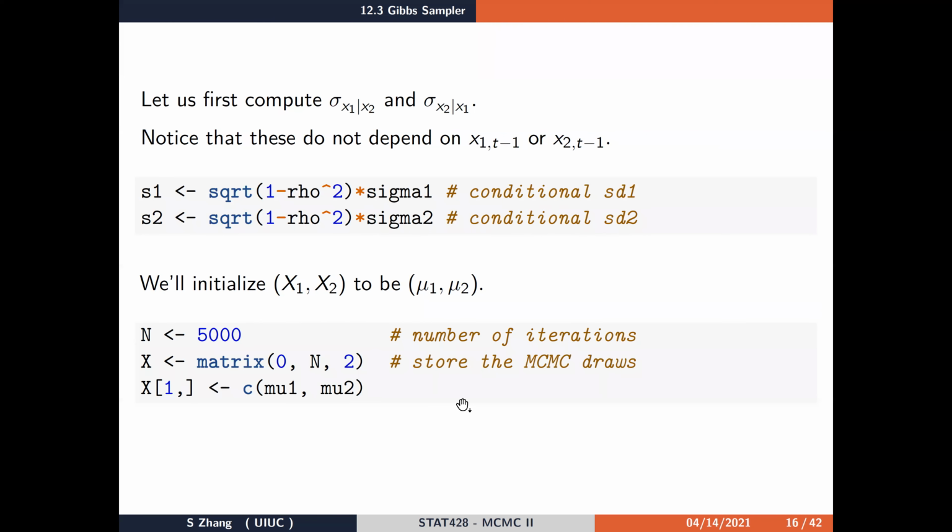We will run a total of 5,000 Monte Carlo iterations, and we will use the X matrix, which is currently an all-zero matrix, to store the MCMC draws. The matrix has two columns, which are used to store the draws for x1 and the draws of x2. And since we set the initial values to be the two means, we'll set the first row to be mu1 and mu2.